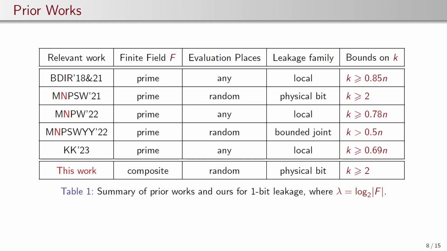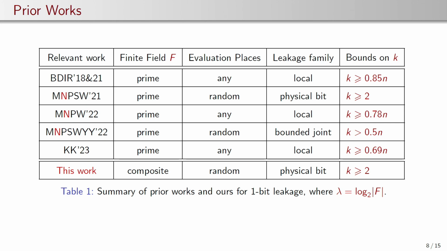Okay. So let me put our first result in a broader context, when we consider different leakage models. As you can see in the table here, all the previous work considers Shamir scheme over prime field. And they consider different leakage models, the local leakage model of physical bits, and a more general bounded joint leakage. So our work considers composite order field. And this is the first work that proves that over composite order field, Shamir scheme is leakage resilient.